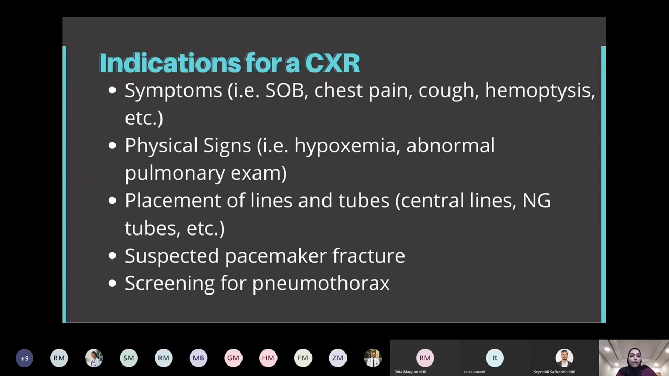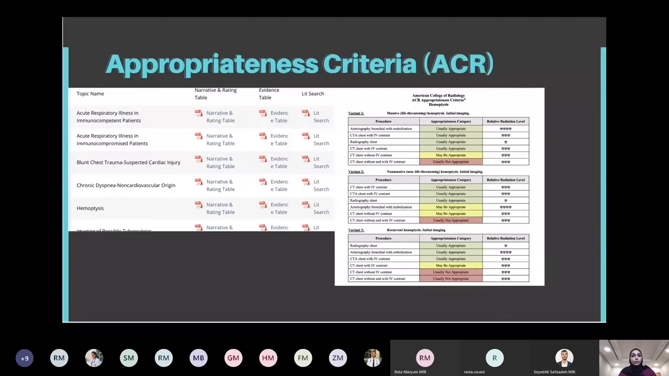Also, sometimes when you have to place lines or tubes, such as central lines, NG tubes, et cetera, you would need to confirm your placement afterward, so you would do another chest x-ray. If you suspect that your pacemaker has a fracture, then you obviously need a chest x-ray. And finally, if you need to screen for a pneumothorax.